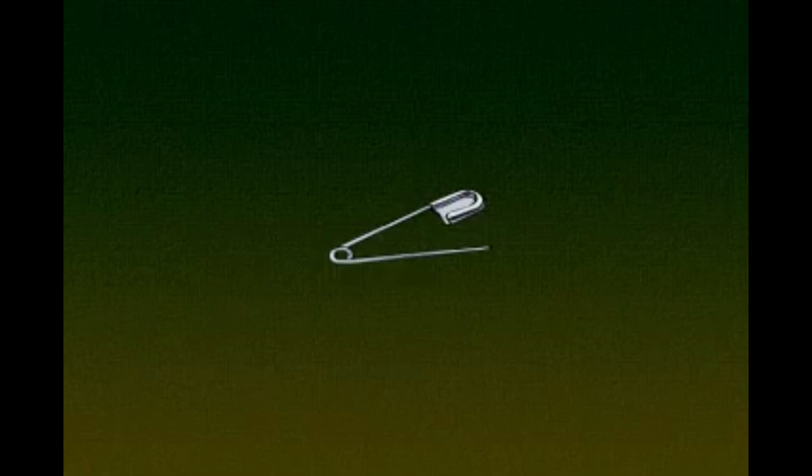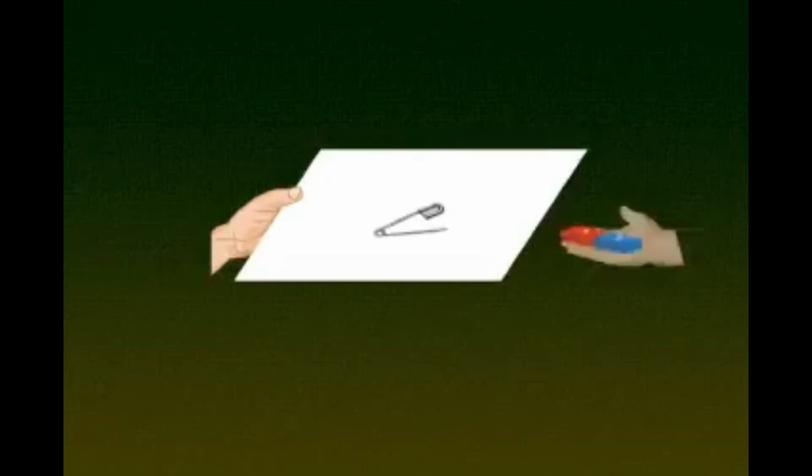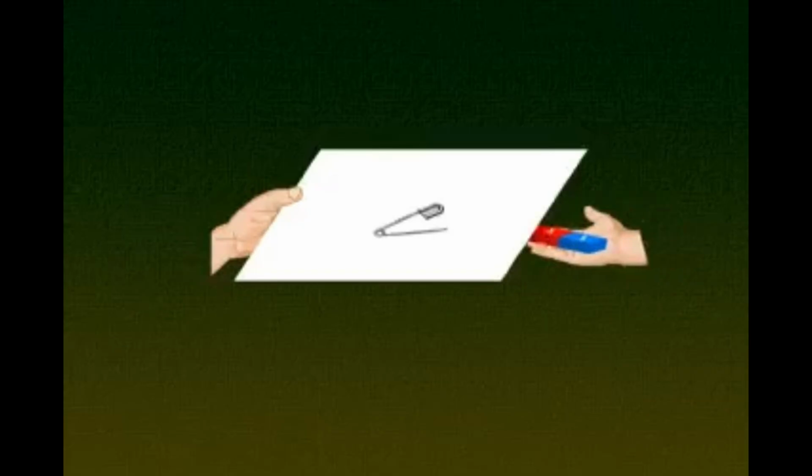You see this pin? If I ask you to move this pin without touching it, can you do it? Well, I can. For that, we need a magnet and a sheet of paper. Now hold the sheet horizontally with one hand and place the pin on it. Now take the magnet in the other hand and move it back and forth exactly below the paper sheet. What do you see? The pin moves, even though you are not touching the pin.